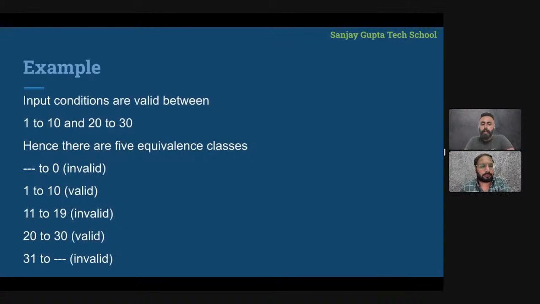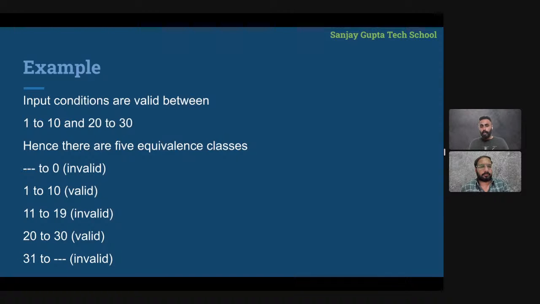An example for this would be where we have two sets of values, 1 to 10 and 20 to 30. So we can have scenarios where we have values lesser than 0, which can be in negative form, which will be an invalid set. We'll have values from 1 to 10, which will be valid based on our requirement. 11 to 19 again would be an invalid set of values, and 20 to 30 would be a valid set of values.